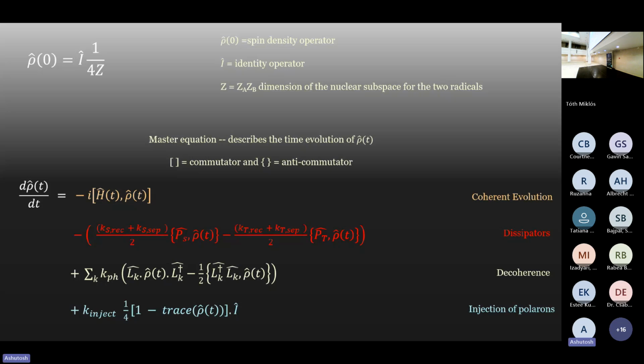Again, we have a decoherence term, also with rate kph, and this Lk and Lk dagger. These are basically the operators through which our system is coupling with the environment. And then at last we have the injection rate, and this is all attributed to the polaron hopping mechanism.